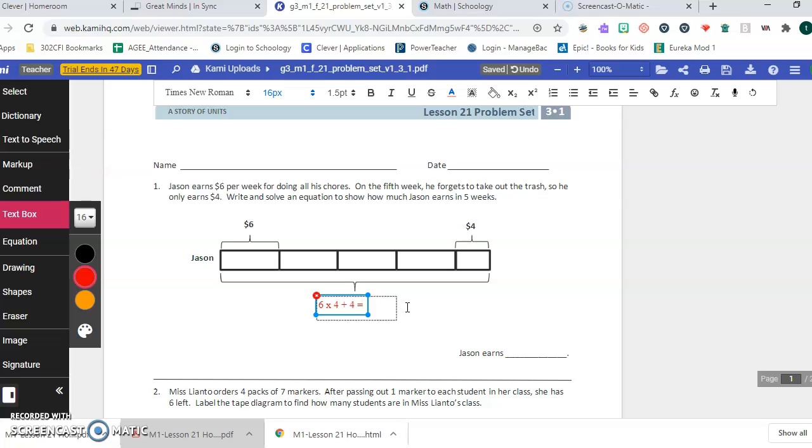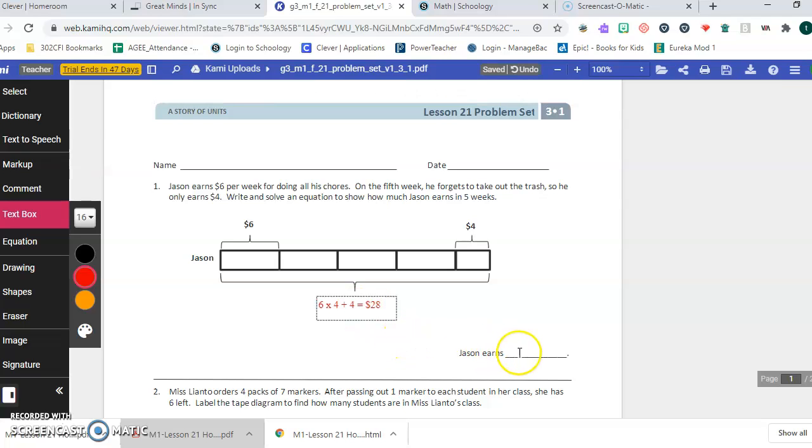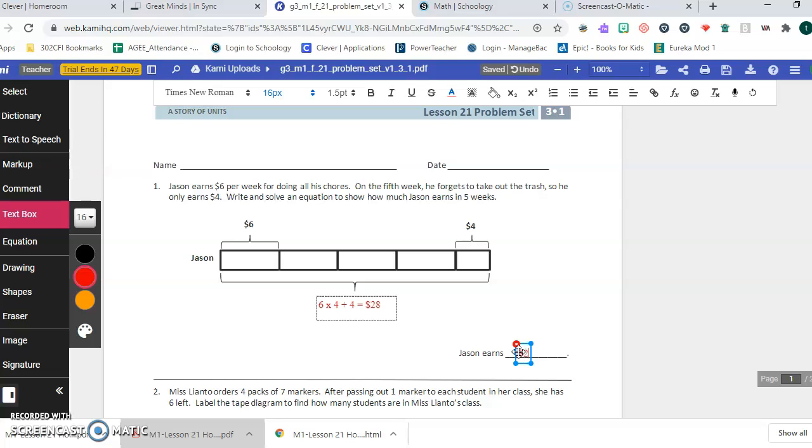Okay, and so now we have to figure out what is 6 times 4. You can use your count by list if you've got it written down, or you could count by 4s 6 times, or you could break it into smaller problems and do 5 times 4. So we know that 5 times 4 is 5, 10, 15, 20, and then one more 4 is going to be 24. So that gives us our 6 times 4 is 24, and now we have to add on 4 more dollars to 24, and we end up with 28. I'm going to go ahead and put the dollar symbol in. $28 altogether. So Jason earns $28.